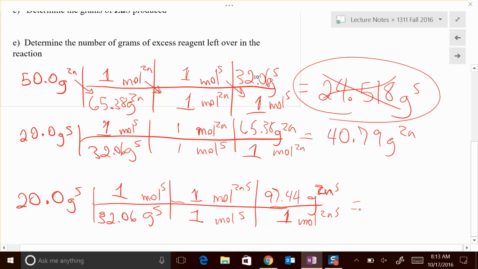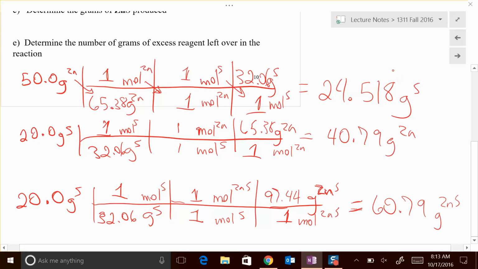How much zinc sulfide in grams are produced in this reaction? 60.79 grams of zinc sulfide. Okay? All right. So that's my answer. So from 20.0 grams of sulfur, I am going to produce 60.79 grams of zinc sulfide.